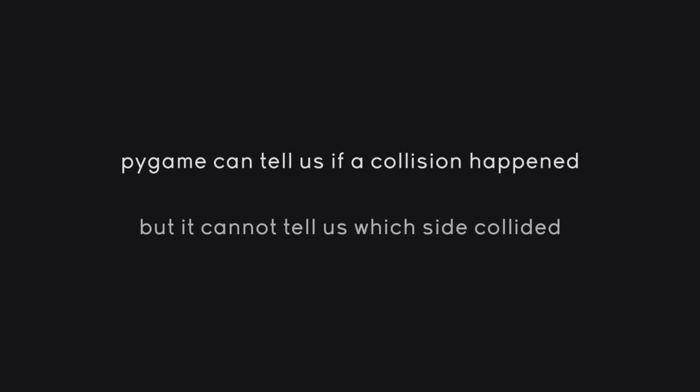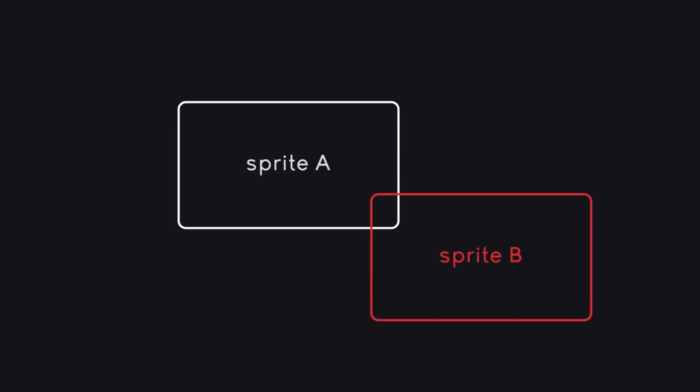For the simple reason that in Pygame, all we can really check is if two sprites are overlapping, but Pygame doesn't tell us where they are overlapping. So let me put two sprites on the screen. Right now we have one sprite and one sprite slightly to the right and the bottom. Now these two obviously overlap, but do they overlap from the right or from the bottom?